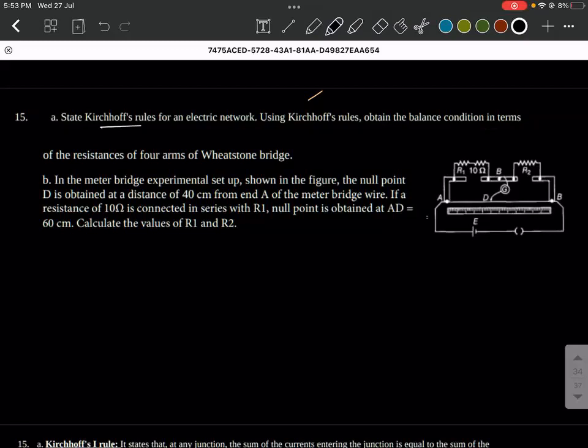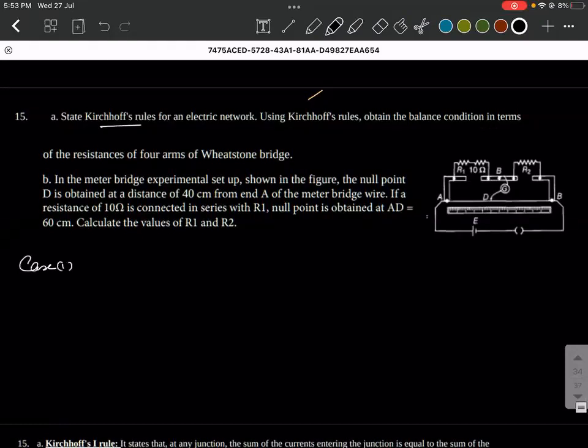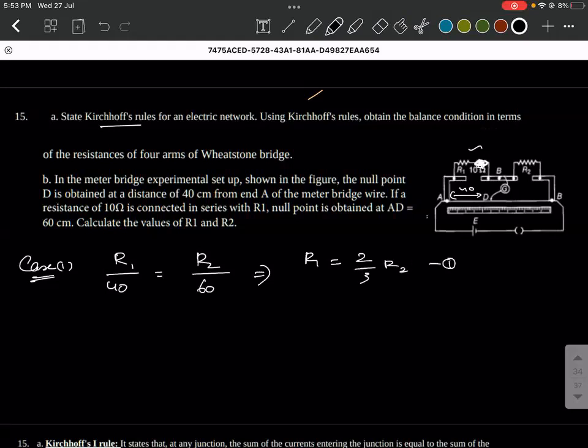So, initial condition, what would happen? Case 1 will be R1 divided by... So, initial case, this 10 ohm was not there. So R1 divided by what was this value? 40. So R1 by 40 will be equal to R2 by 60, which implies R1 is equal to 2 by 3 times R2. Let this be equation number 1.